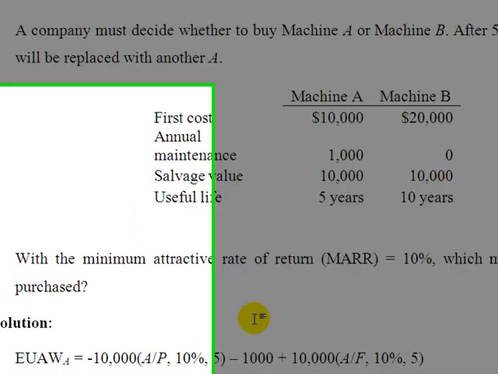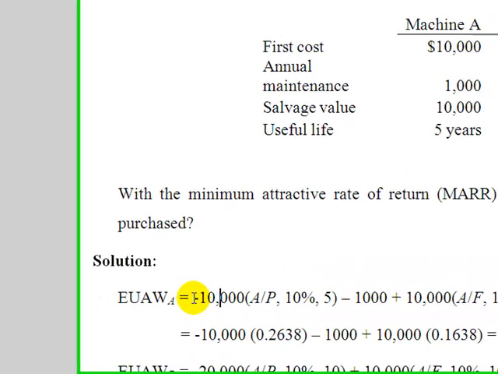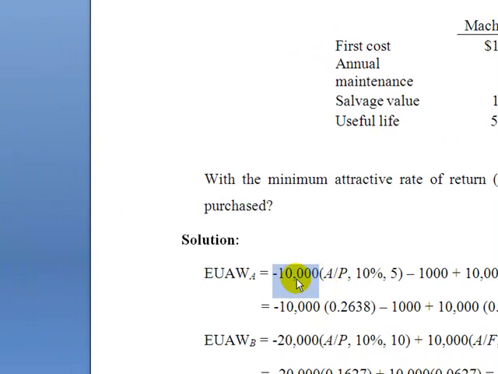What we need to find out is the equivalent uniform annual worth for both the options, machine A and machine B, and based on that we will make a decision. So let's work on machine A. So EUAW for machine A: first cost is 10,000, so negative 10,000, multiplied by, since this is a P value and we are interested in finding the equivalent annual worth, we convert that into A given P factor. 10% is the interest rate and 5 is the number of years, right?